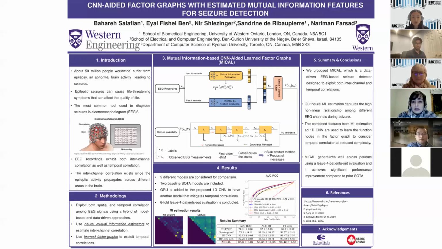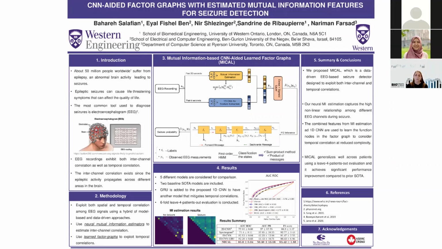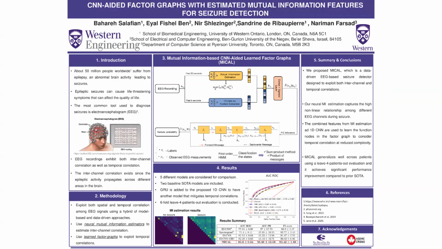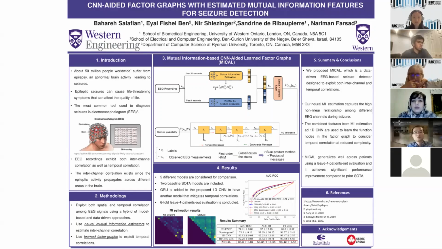So the purpose of this study is to develop an algorithm in order to exploit both spatial and temporal correlation among EEG signals. And this algorithm is based on designing a hybrid model-based and data-driven approach. So this algorithm consists of two main elements: using a neural mutual information estimator to capture the interchannel correlation, and using a learned factor graph to capture the temporal correlation.